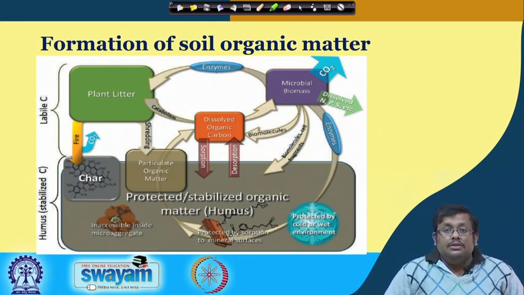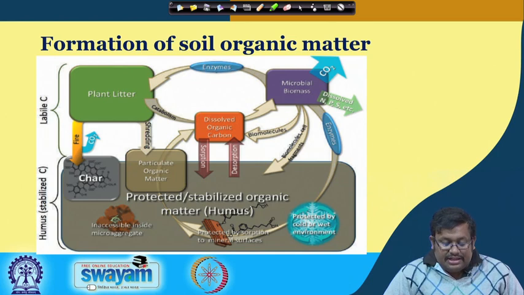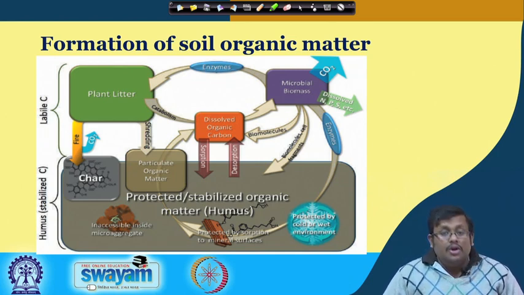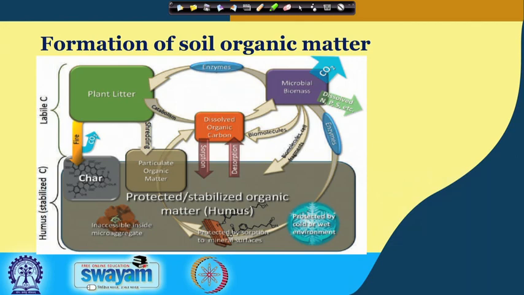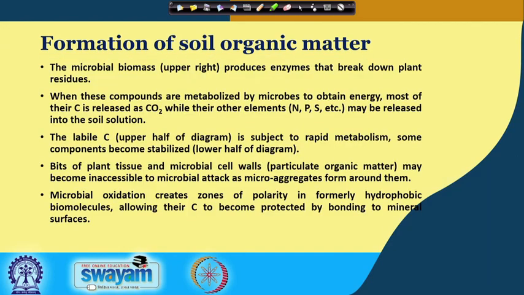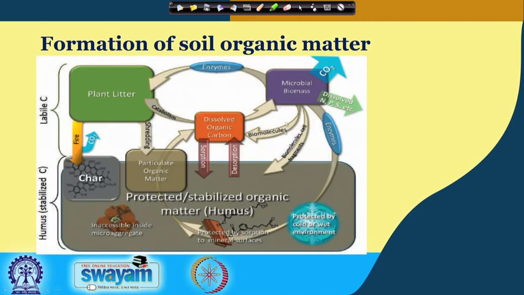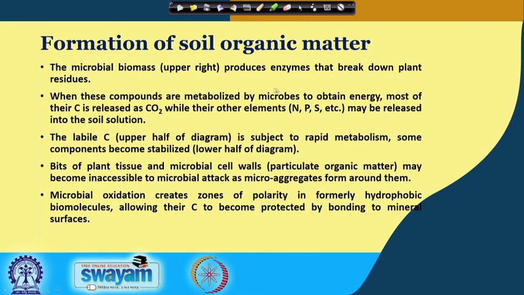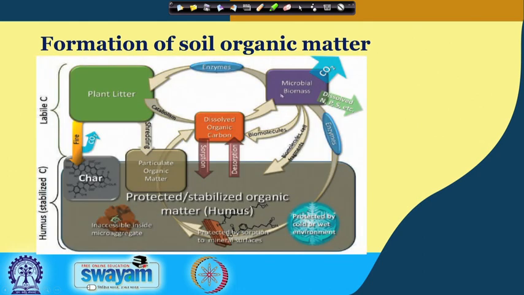So this is a very good representation of the formation of organic matter. Let us see how it goes. For describing this slide, I will go back and forth with the next slide. So the microbial biomass, upper right, as you can see, produces enzymes that break down plant residues. These enzymes basically decompose all the plant residues.